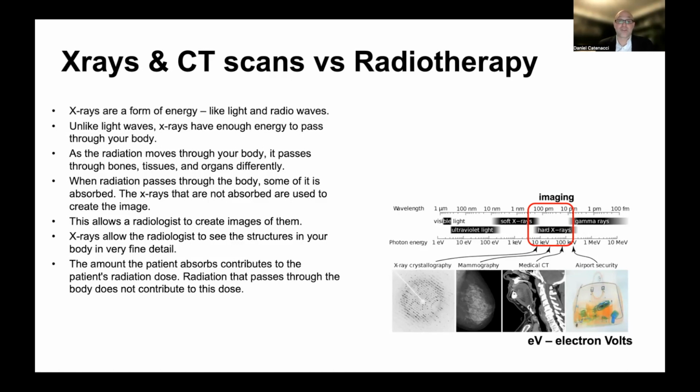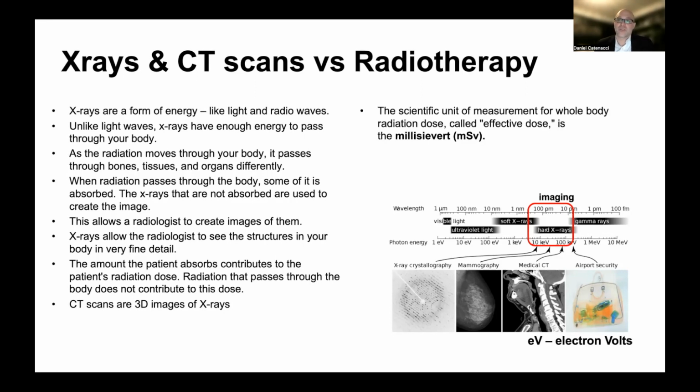And the amount of radiation that goes through the patient that the patient absorbs in all their tissues contributes to the patient's radiation dose, whether it's from imaging or from a radiation therapy that's focused in a certain spot. Radiation that passes through our body and doesn't get absorbed doesn't contribute to the absorbed dose. And so also recall that CT scans are just 3-dimensional images of X-rays. So an X-ray is a 2-dimensional image and doesn't really give us depth. But if you take a whole bunch of X-rays and put them together through a computer, we can get 3-dimensional imaging.